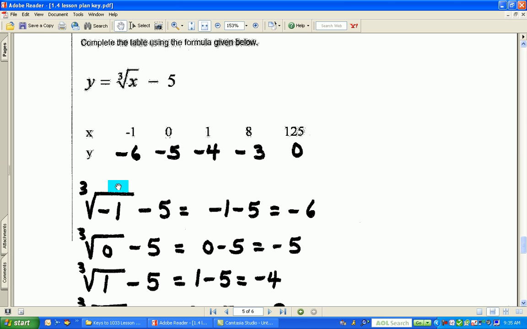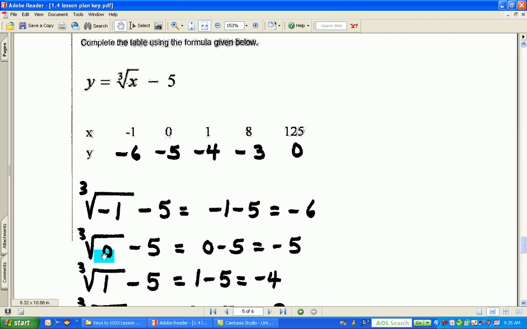evaluating this formula, what I'm told to do is to take the cube root of -1 first and then subtract 5. The cube root of -1. What times what times what gives me -1? That answer would be -1. The cube root of -1 is -1. -1 minus 5 is -6. So this is how you approach this problem. You take the cube root of the input first, then subtract 5.